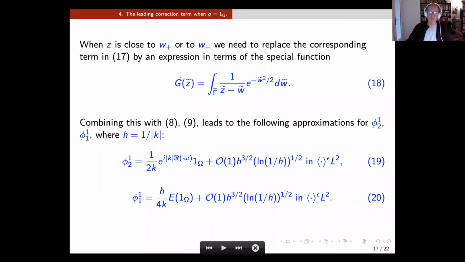But apart from that, there are two functions and they do not depend on any particular choice of contour here. So I can use this function to give an approximation. When the term goes wrong near W plus, I have another expression using this, and I still have a good approximation.